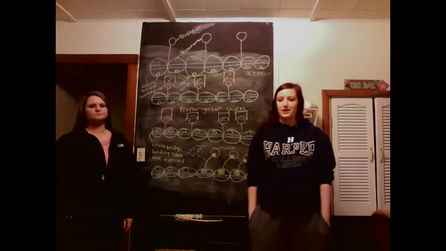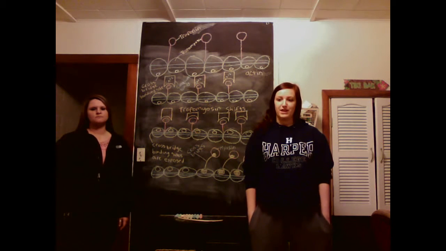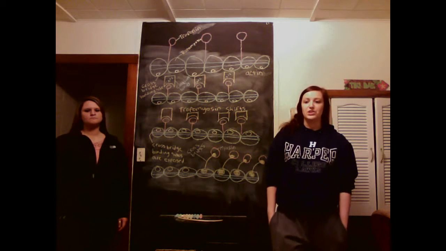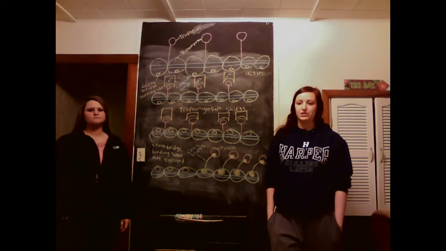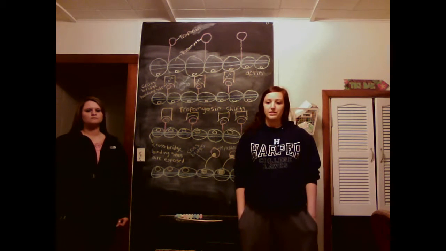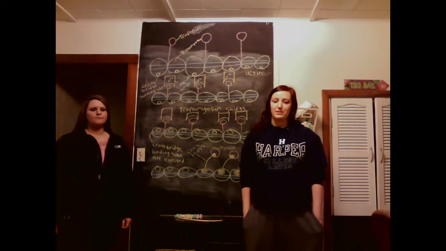Cross bridges on myosin are released from the cross-bridge binding sites on actin. Actin slides back over the myosin, which causes sarcomeres to lengthen, which leads to relaxation. Muscle relaxation is the combined lengthening of all sarcomeres in a muscle fiber.